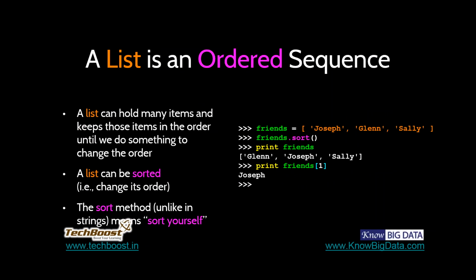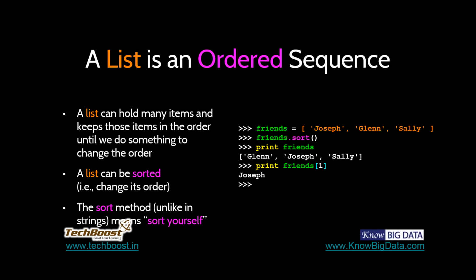List can hold many items and keeps those items in the order until we do something to change the order. All right, it's a very good point to remember that list is an ordered sequence. The order does not change until we try to change it. Okay, a list can be sorted. What do you mean by sorted? That we can change the order of the list. We have got two methods to do this. The first one is sort method.